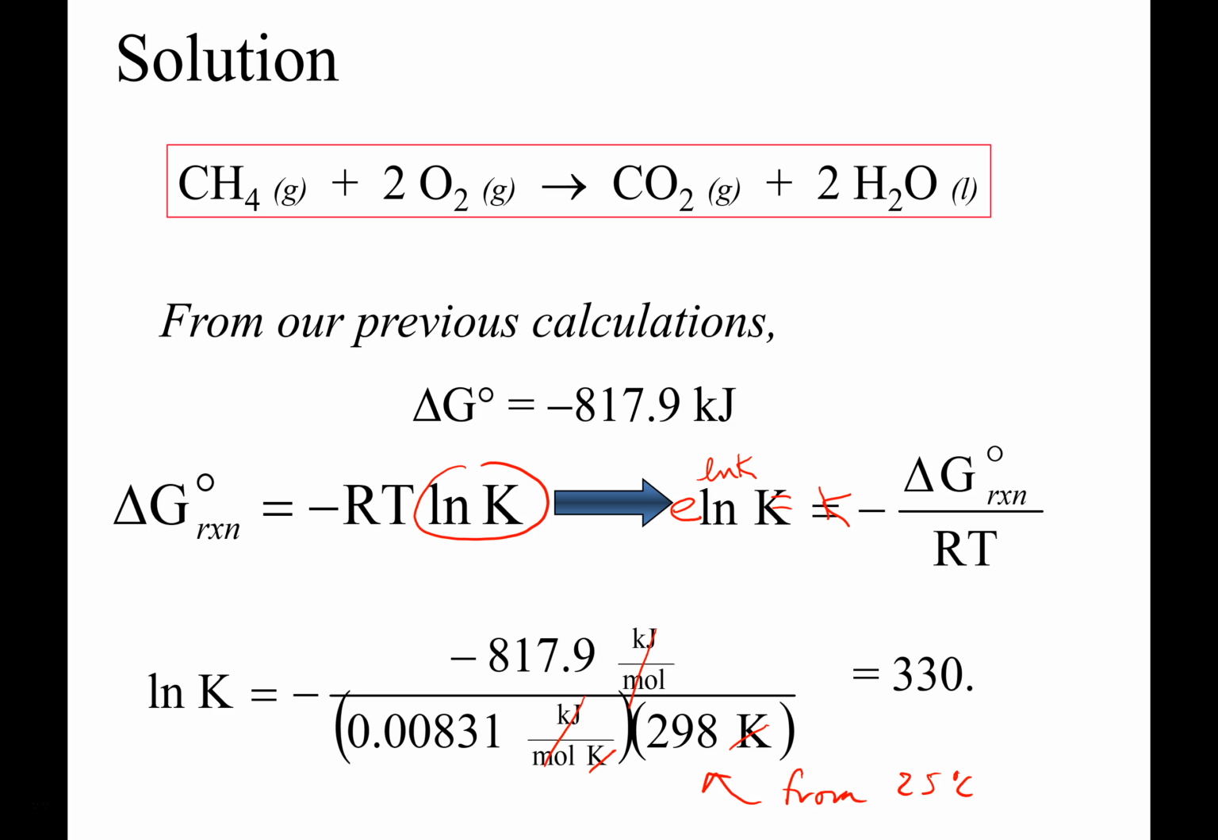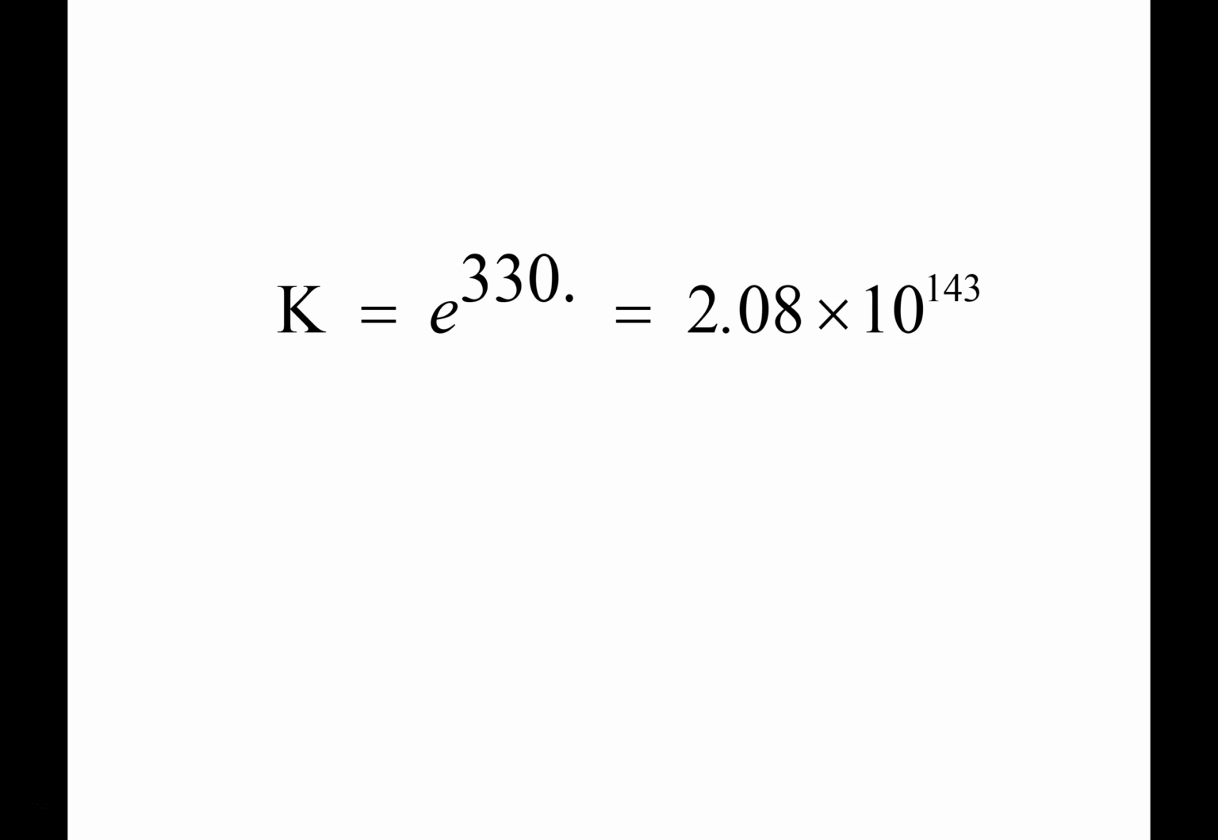Now here's where I'm going to do my little magic up here. So to get to K, all we got to do is take E raised to the 330 power. This is a very big number. Check out that number. Woo! That is one big K. E raised to the 330th is 2.08 times 10 to the 143rd. I don't think we've had a number like that yet.